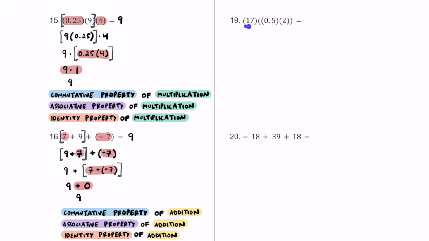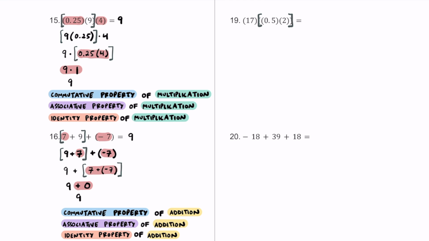We have the product of 17 times the quantity of 0.5 times 2. Okay, so there's two sets of parentheses here. If that's a little confusing, we can change this one over here to brackets. So you can see that those are actually kind of grouped together right now. So that's important to know.